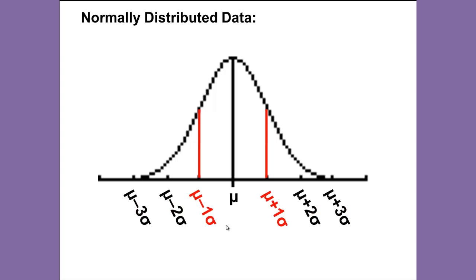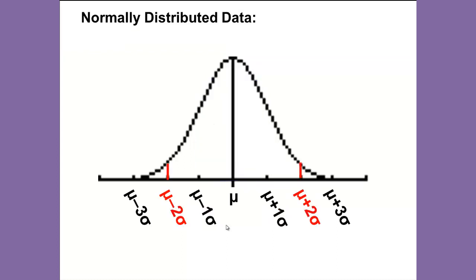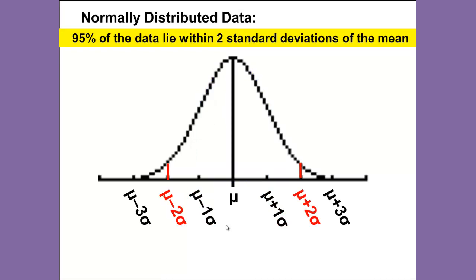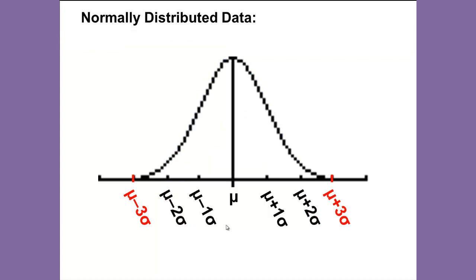Within 1 standard deviation in either direction, we know 68% of the data lie within 1 standard deviation of the mean. So within those first marks, 68% of the data lie. Within 2 marks, 95% of the data lie within 2 standard deviations of the mean, or 95% of the data lie between mu plus 2 standard deviations and mu minus 2 standard deviations.